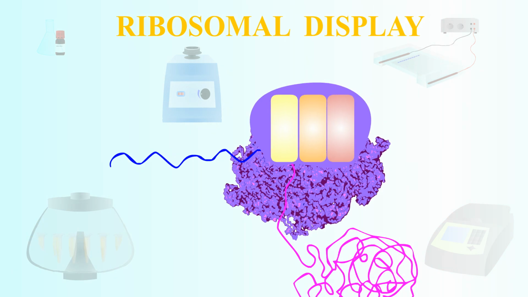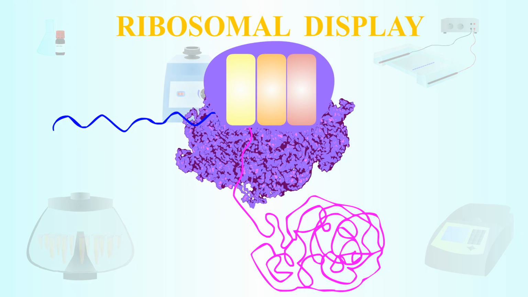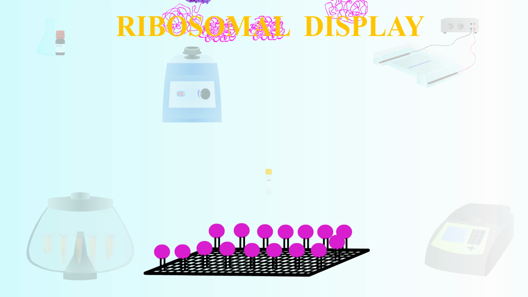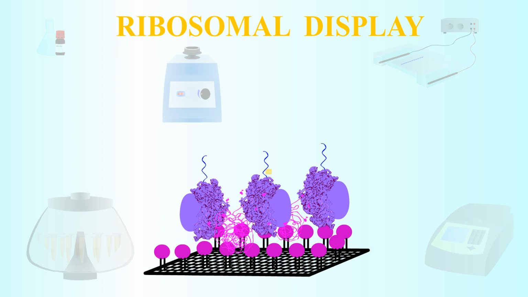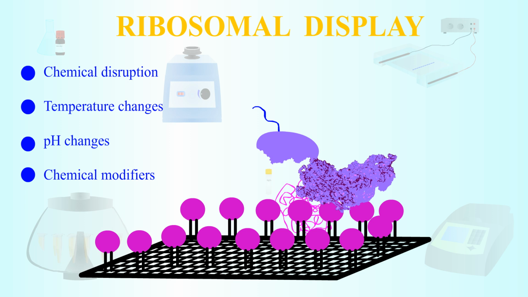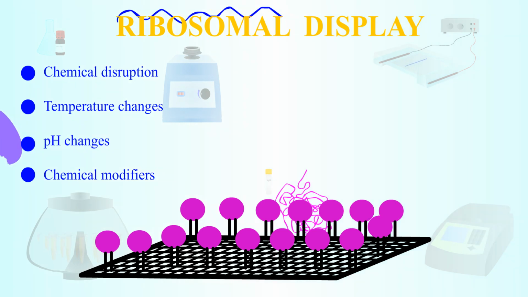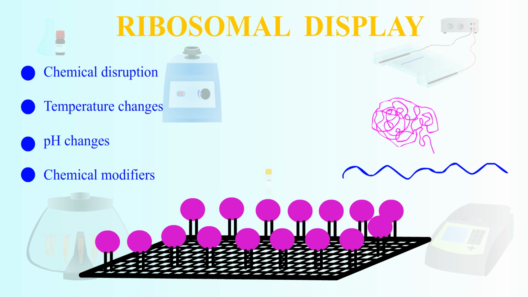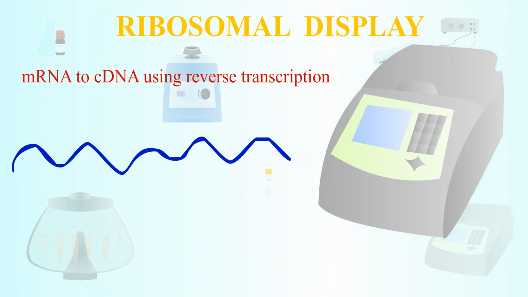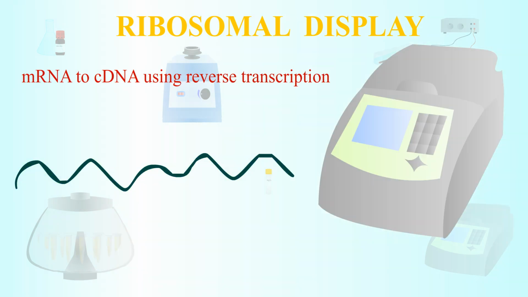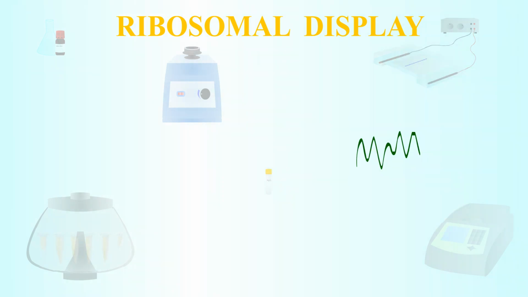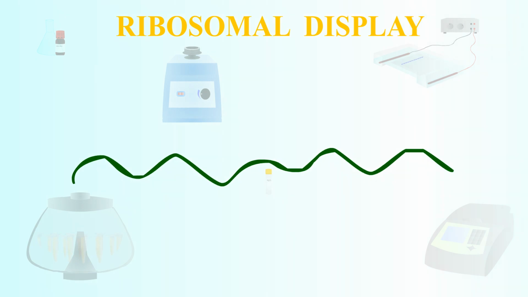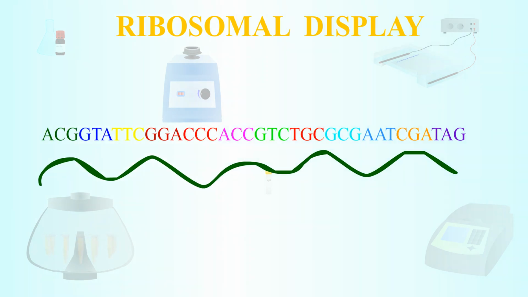This ribosome-mRNA complex is used to screen for interactions with other molecules. The ribosome-mRNA-peptide complexes are incubated with a target protein or ligand. The complexes that didn't bind to the ligand are then washed away. The mRNA that binds with the ribosome-peptide-target complex is then extracted and purified. With the help of reverse transcription, mRNA is then converted to complementary DNA and amplified using PCR. And finally, the amplified sequence is sequenced to determine the protein sequence.